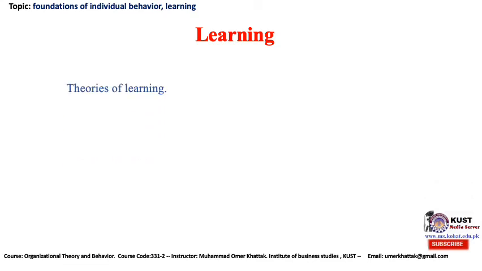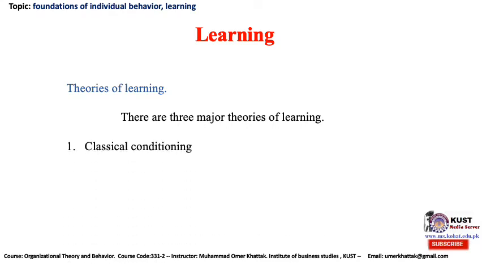Theories of learning. There are three major theories of learning: classical conditioning, operant conditioning, social learning theory. These theories offer to explain the process by which we acquire patterns of behavior.